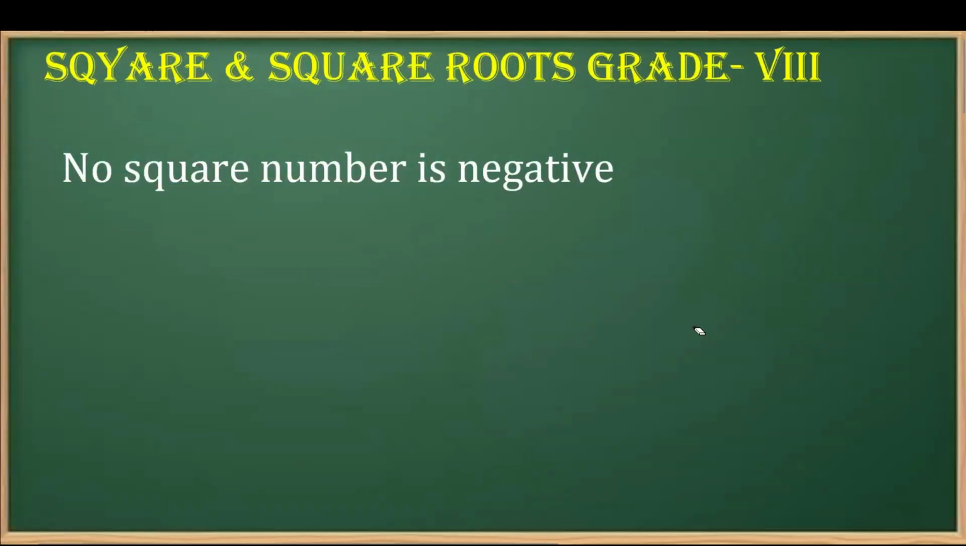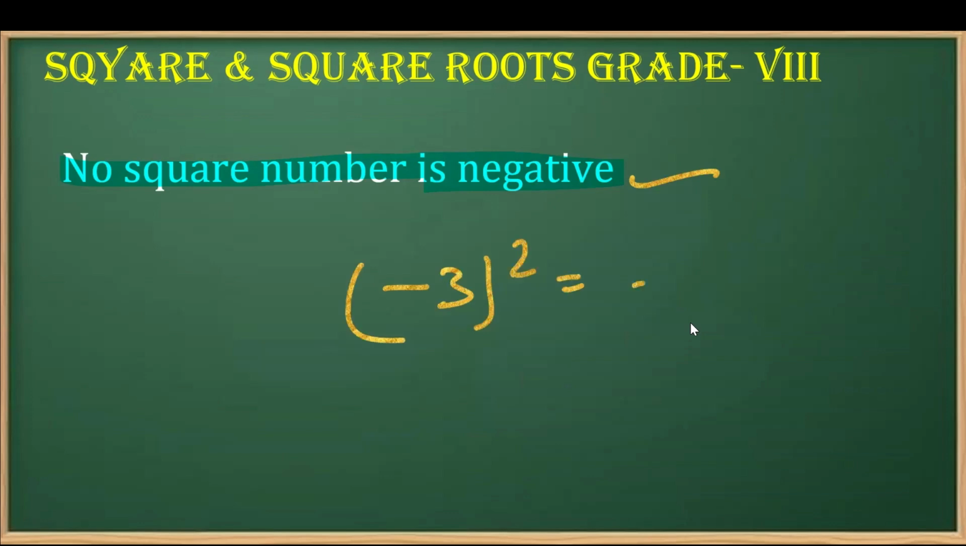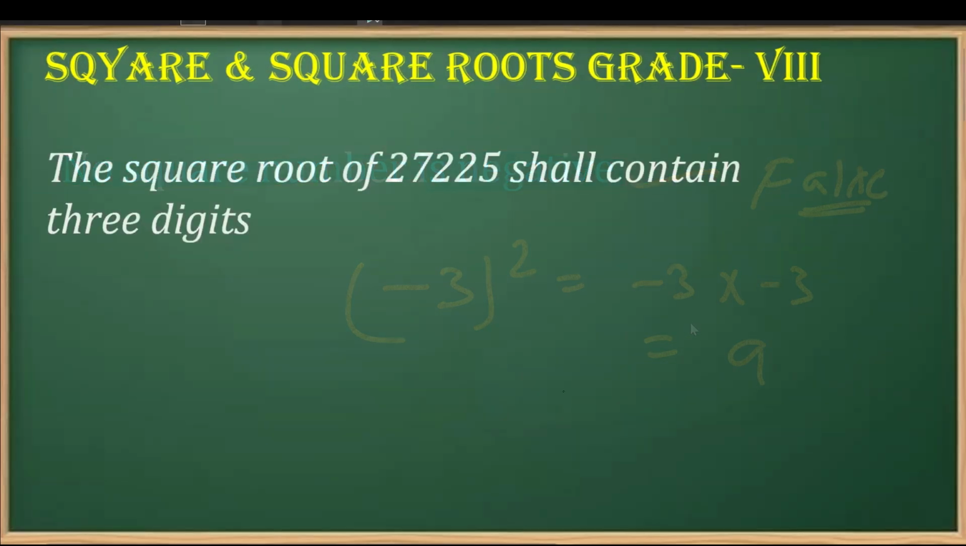This question says that no square number is negative. Yes, that's a correct statement. But even if I take a negative number, let's say minus 3, and find the square, minus 3 multiplied by minus 3 has to be positive. As you know, when a negative number is multiplied by a negative number, the result is positive. That's why if I take any negative number, its square will always be positive. So whether a number is negative or positive, the square of a number is always positive, and therefore we should say this is a false statement. The square of a number cannot be negative.